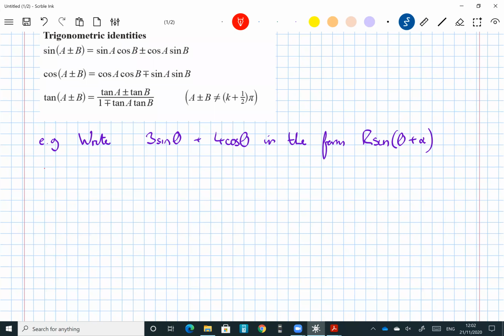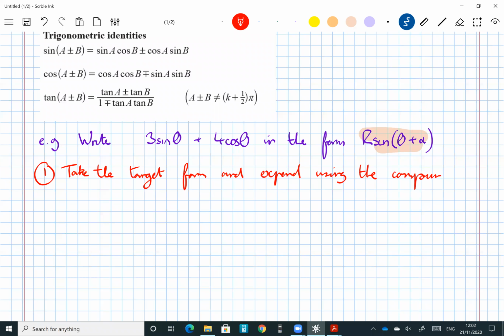Okay, so step one. Take the target form. That's this here. And expand using the compound angle formulae. So I'm going to take r sine of theta plus alpha, and we're going to expand it using this. So you take a moment to do that.